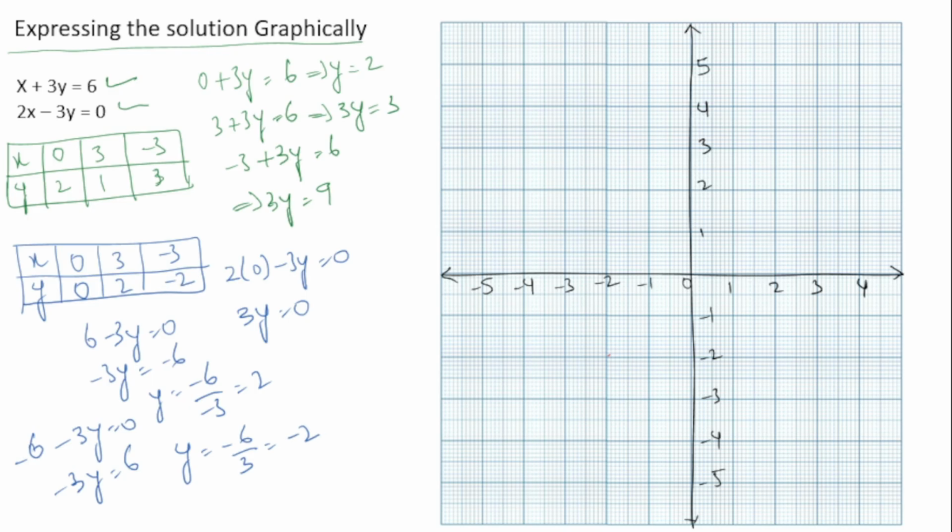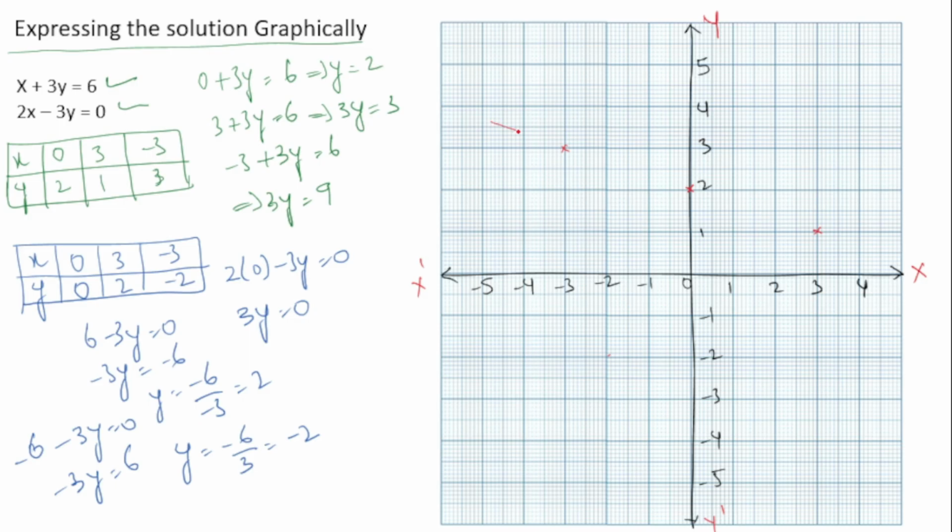Now we will represent these points on a graph. Here if x is 0, y is 2. This is the point. X is 3, y is 1. X is minus 3, y is 3. This is the x-axis and this is the negative x-axis. This is the positive y-axis, this is the negative y-axis. These are the points we have got.